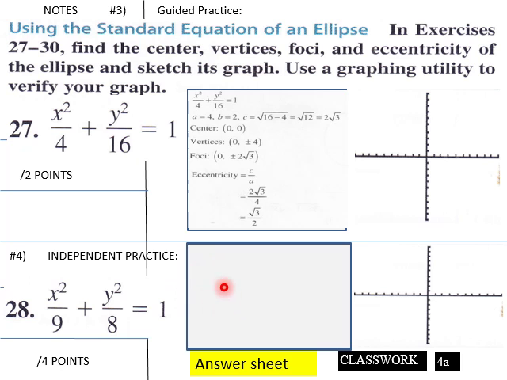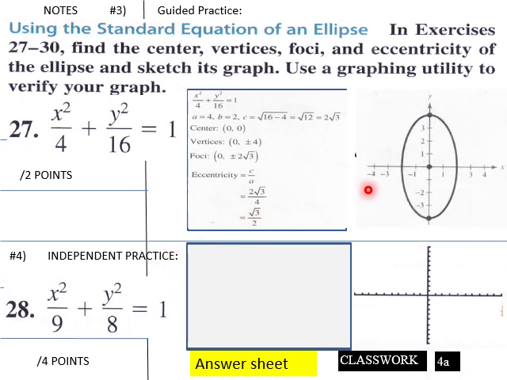So do the same thing down here, students, for this one. And here's your graph. The major axis here would be underneath your y quantity, so your major axis will be vertical.